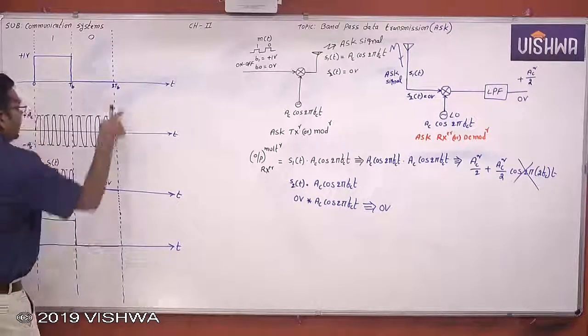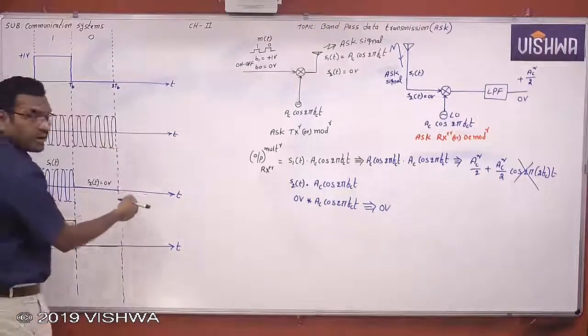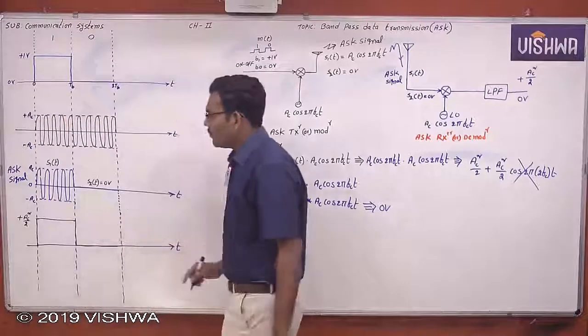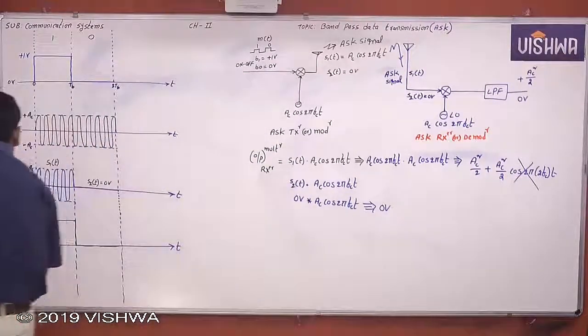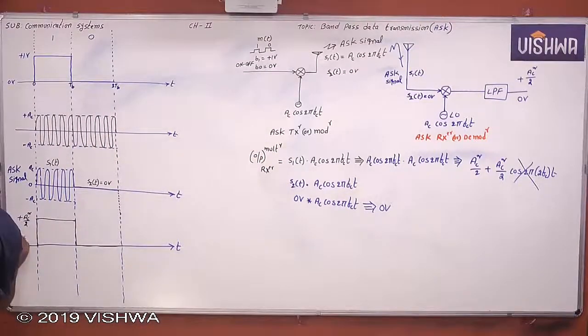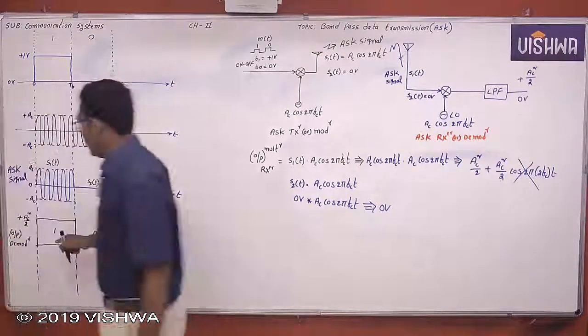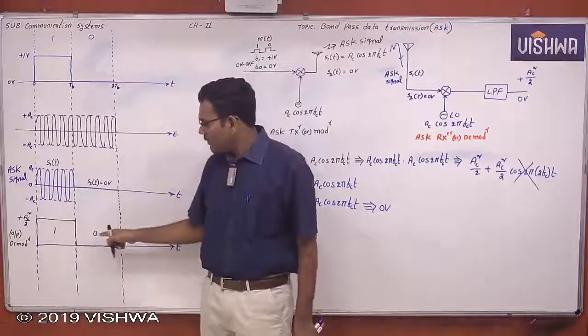Right? Again, if it is S1 of t plus AC square by 2, S2 of t is 0 volts. So if you see, this is the output of the demodulator. Now what is the output of the demodulator? The output of the demodulator is a binary 1, binary 0.